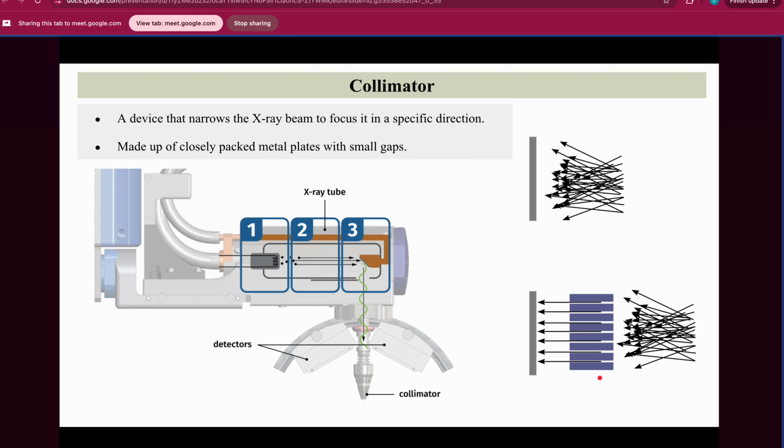So what will happen is that as soon as X-rays come, only the X-rays which are passing in a specific direction will pass. Other X-rays, the scattered kind of X-rays, will get absorbed by these metal plates. In this way, this helps to narrow down the X-ray beam, and it also provides a specific direction to those X-rays so that they can properly pass through the crystal. So this is the representation of the collimator, how it is present.